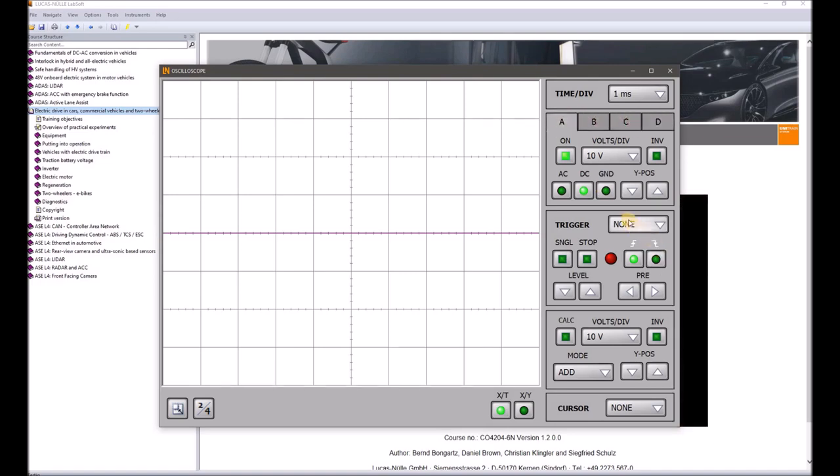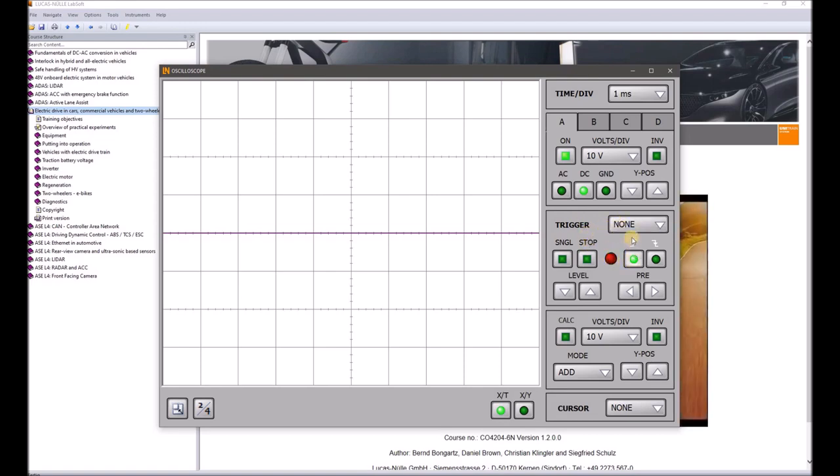And then we come to the trigger. So the trigger, you can choose one of the channels, and it means that it will catch the signal basically, or trigger on that signal. For example, it can be a high voltage signal, it can be a CAN bus signal, but it also can be a signal from the engine management, for example, for the motor position sensor, for the inductive sensor, you can choose it.